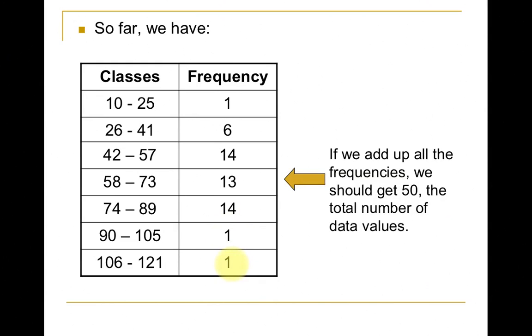Okay, if you add up all the frequencies, you should get 50, which is the total number of data values. We started with 50 data values in our distribution, and if we add all these up, we have 50 data values. So it means that every data value is placed somewhere in one of the 7 classes.